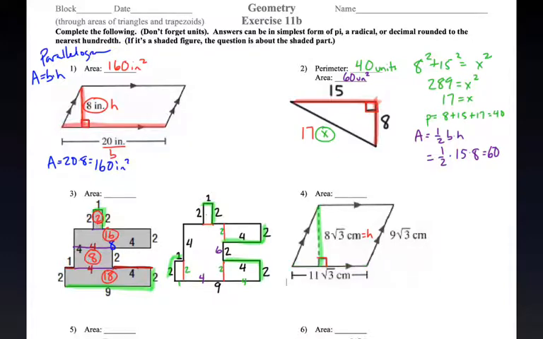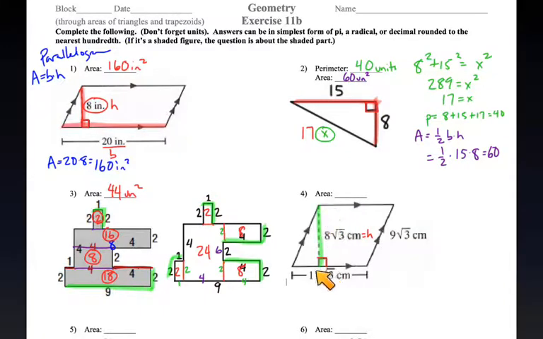That's how that works. Sorry, yeah, so the sum of all of those pieces is 44 units squared.